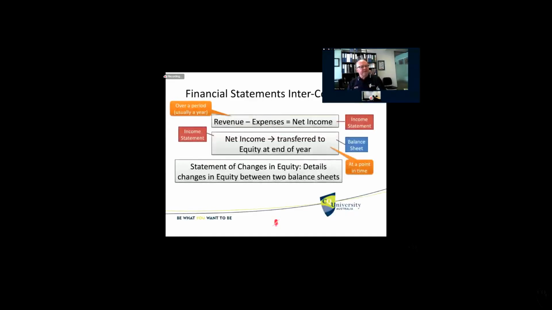Now, the statement of changes in equity details the changes in equity between two balance sheets, which is what we're looking at today. How did equity change from one figure to the next?